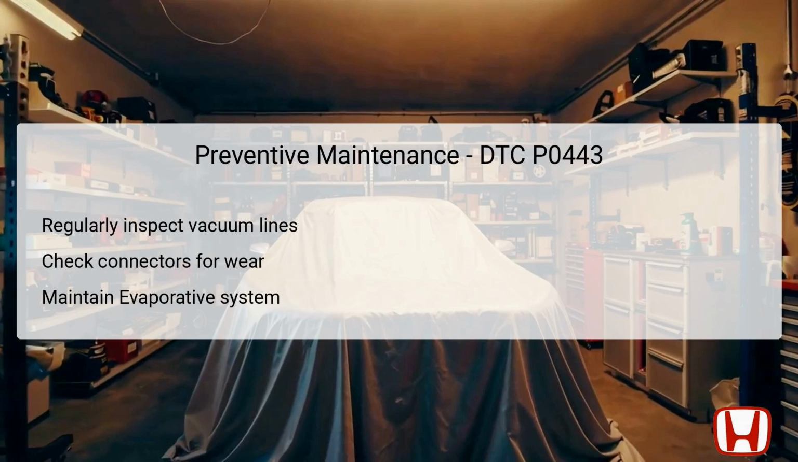Preventive maintenance plays a significant role in the longevity and performance of the EVAP system, greatly reducing the chances of triggering DTC P0443 again. Regular inspections of vacuum lines can help identify any wear, cracks, or blockages which might impede functionality. Checking the connectors for corrosion or poor connections is vital, as these can lead to electrical failures and disrupted signals.